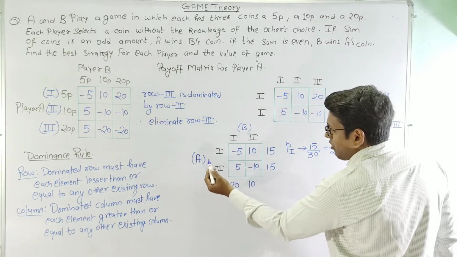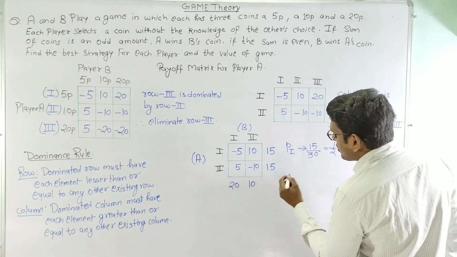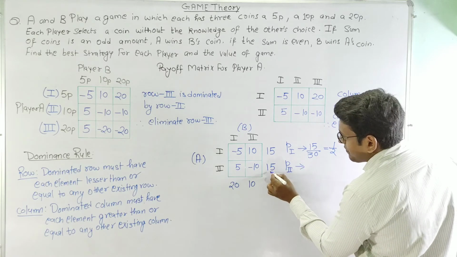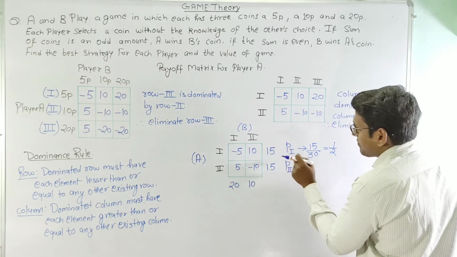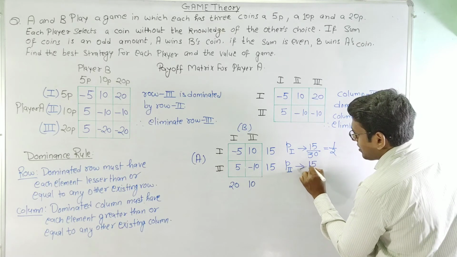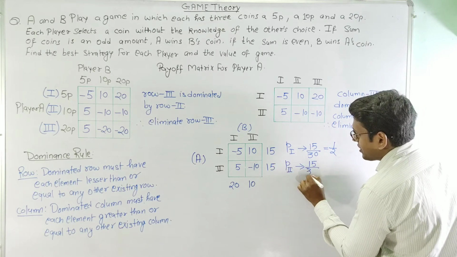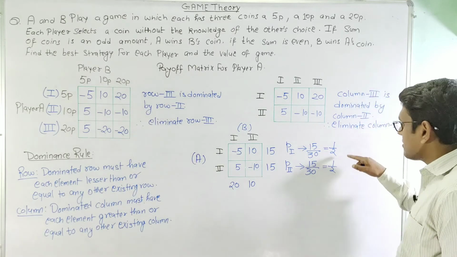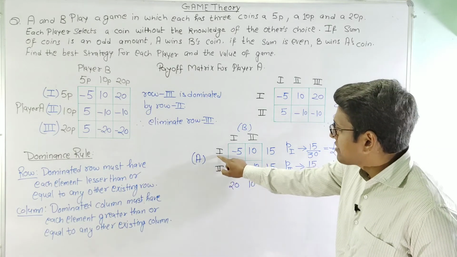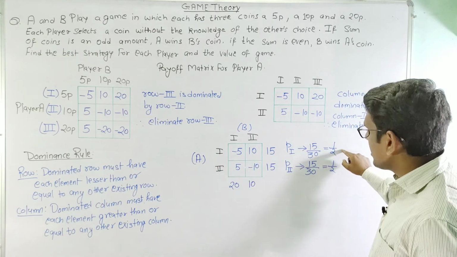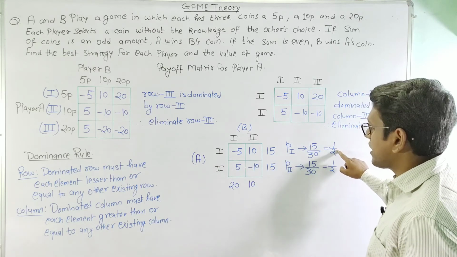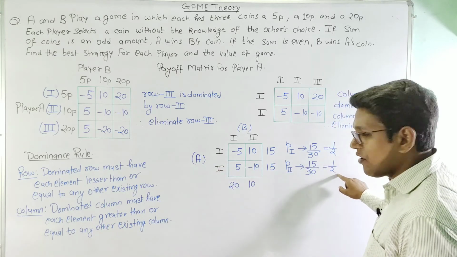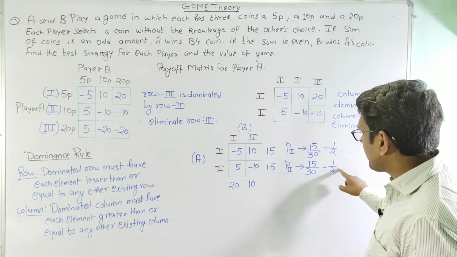Similarly, the probability of player A playing strategy 2 is given by this, and it is 15 divided by 15 plus 15. So again this is 15 divided by 30, which is equivalent to 1 by 2. And this suggests that player A will play strategy 1 half the time, or we can say 50% of the time. Similarly, player A will play strategy 2 half the time, or we can say 50% of the time.